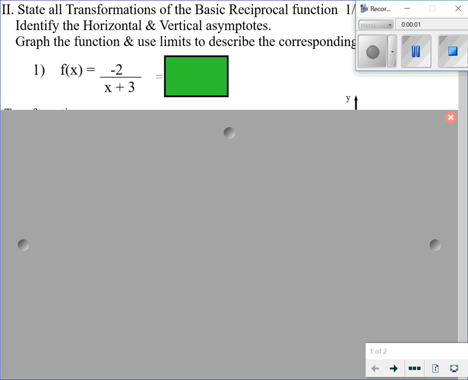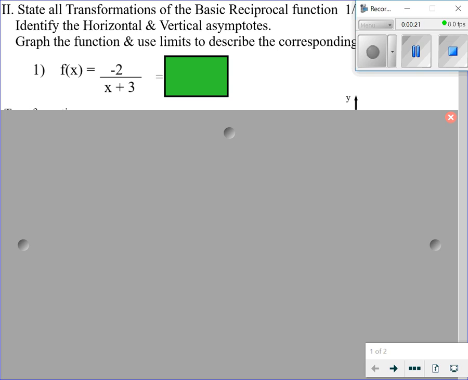Problem, we're going to state the transformations of the basic reciprocal function 1 over x. This is one of our parent functions. We're going to start by identifying any asymptotes and then graph our function and use limits to describe the corresponding end behavior.